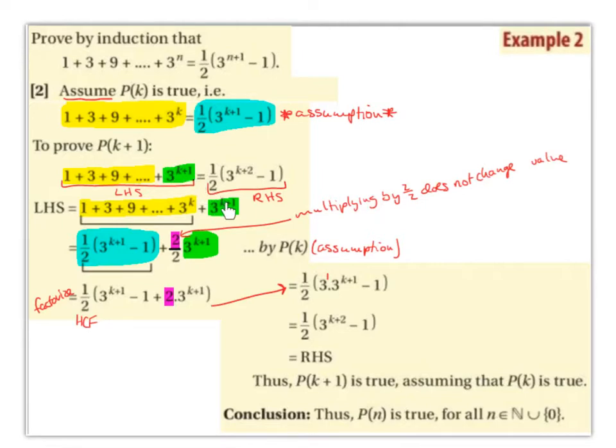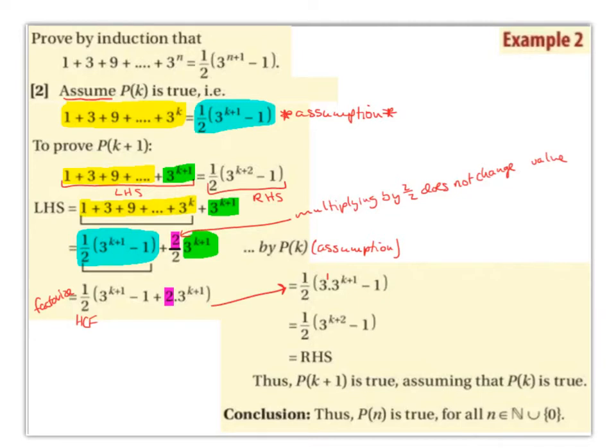Now notice that this 1 plus 3 plus 9 plus dot dot dot plus 3 to the power of k is in our assumption. 1 plus 3 plus 9 plus dot dot dot plus 3 to the power of k. So we can replace this with this because these are equal to each other in our assumption. So we swap 1 plus 3 plus 9 plus dot dot dot plus 3 to the power of k for a half times 3 to the power of k plus 1 minus 1. So we swap this for this.